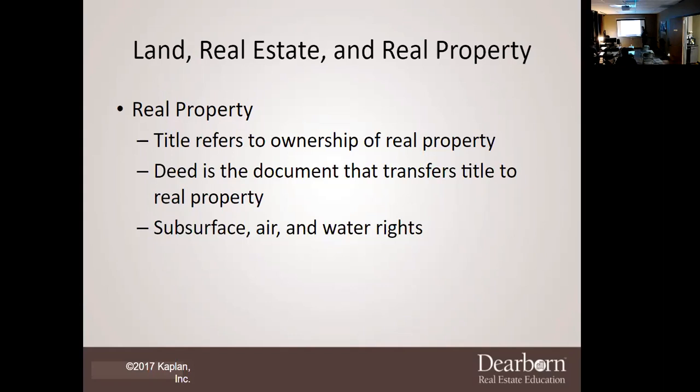Can Mr. Jacob, Mr. Eugene, can he keep the mineral rights? Of course he can. Mr. Jacob has all rights where he can sell just his property, okay? Just the surface property, and he can keep his subsurface property. Some people, not here in Texas, but some people also will try to keep their air rights or their water rights, okay? They can do that.